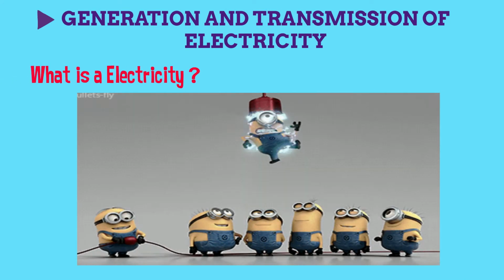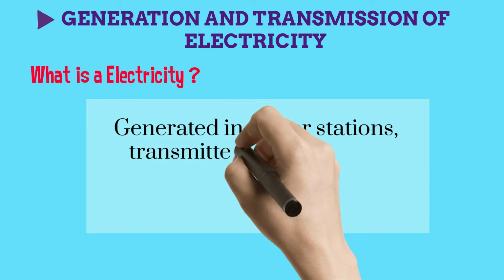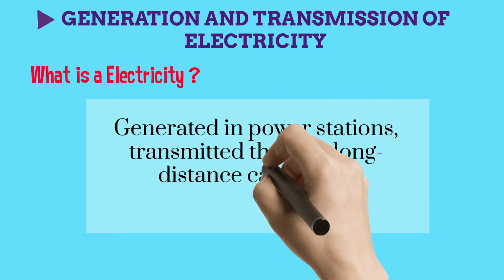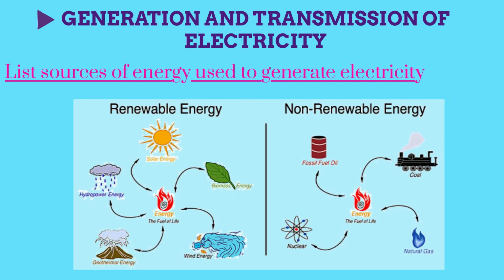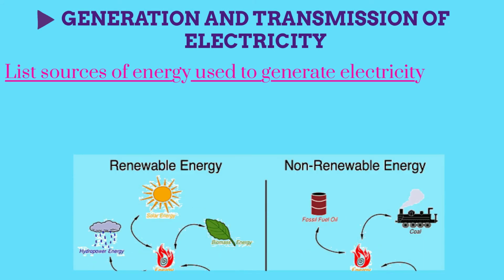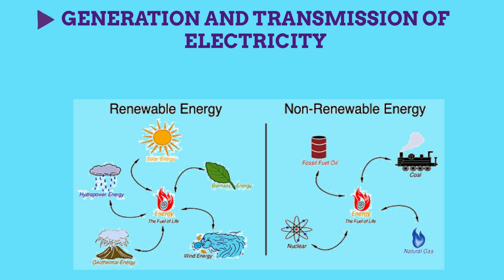So, what is electricity? Electricity is generated in power stations, transmitted through long-distance cables, then distributed to customers. Here is a list of sources of energy used to generate electricity. There are two categories of energy. One is renewable energy and the other one is non-renewable energy. Renewable energy is energy source that is continuously replaced and will not run out. For non-renewable energy, they can't be replaced once it is used up.